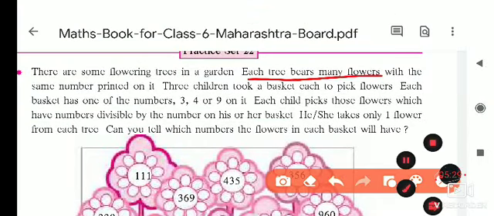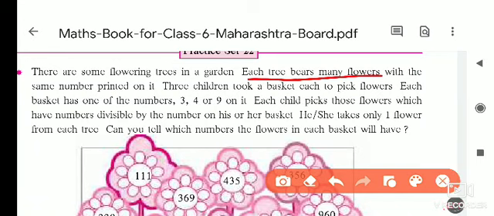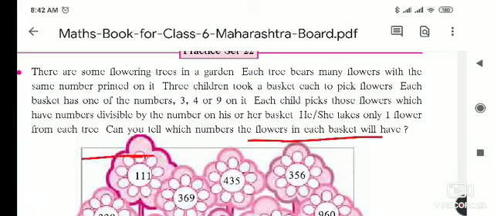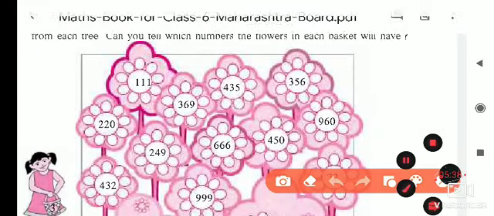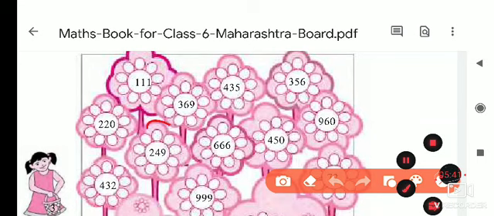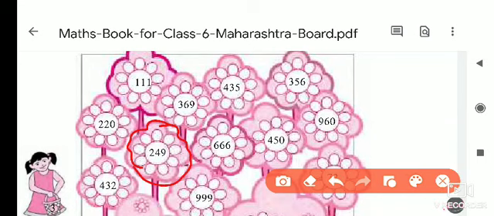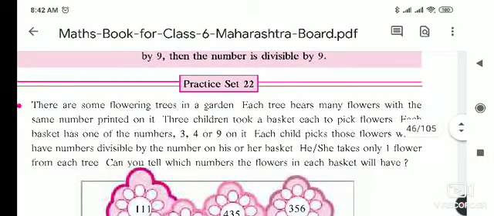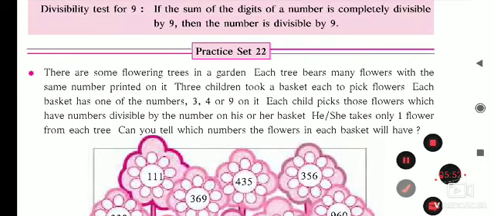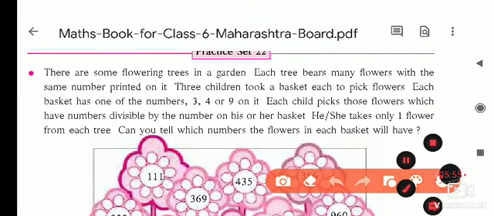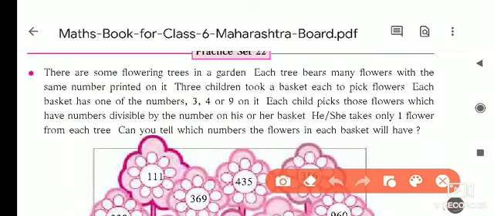Each tree has many flowers with the same number printed on it. For example, suppose we take this flowering tree. Which number is written here? 249. It means this many flowers are present on this plant. Next, flowers with the same number printed on it. The three children took a basket each to pick the flowers.